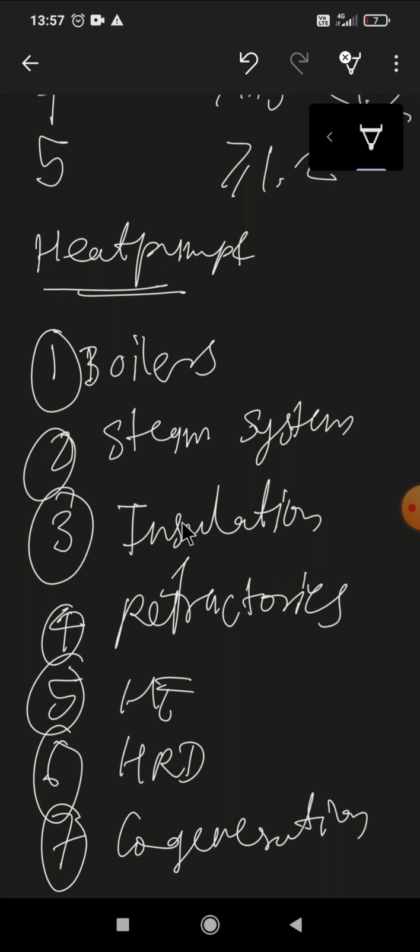I hope this is the last topic of this very big chapter. It has very much weightage in the exam, and this will be the last topic. I hope you have understood everything, and we will start this topic, heat pump and its application, from the next lecture.